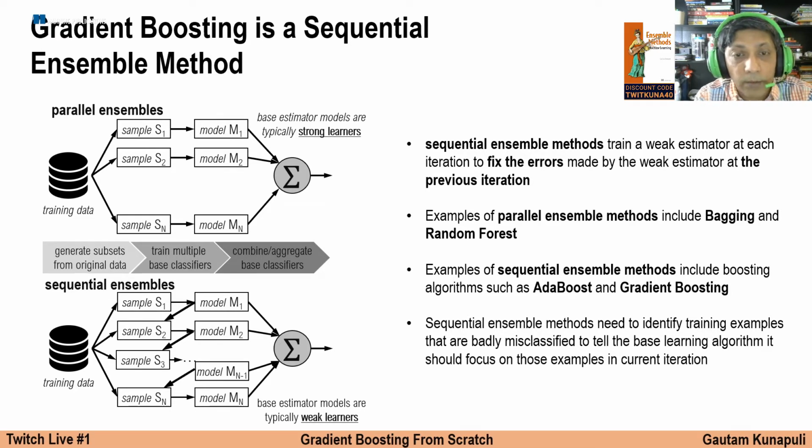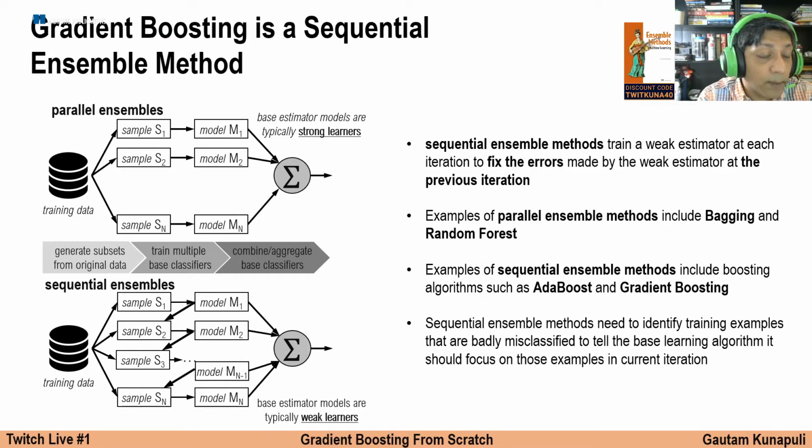Parallel ensembles, I'm sure you're familiar with. They include methods such as bagging and random forests, whereas sequential ensembles include methods such as AdaBoost, which is adaptive boosting, and what we're going to look at today, which is gradient boosting, right? So the key for sequential ensembles that we want to keep in mind is that every time they train a model, they do so to basically fix the mistakes that have been made by the previous model.